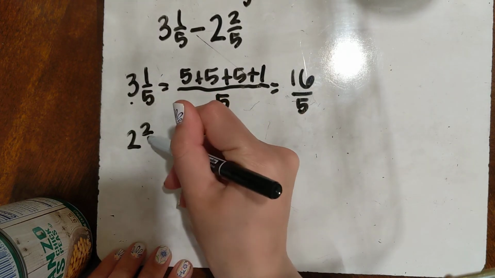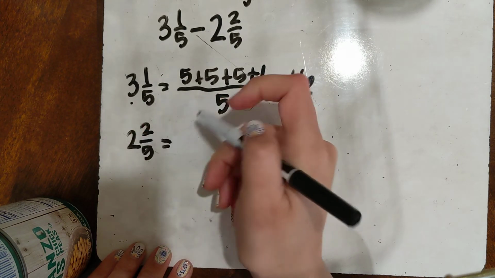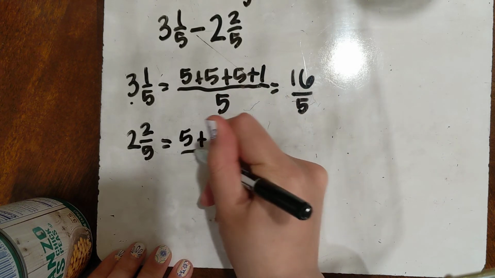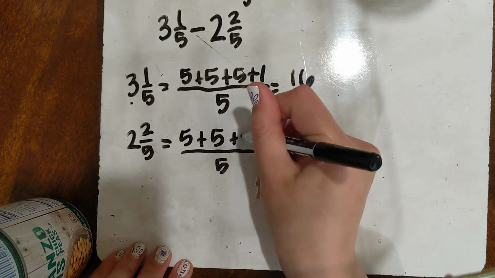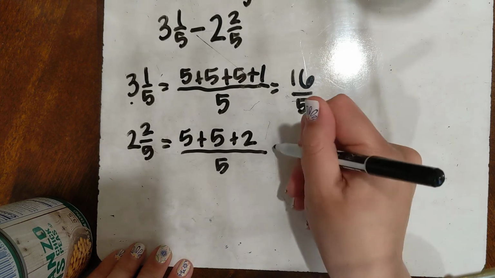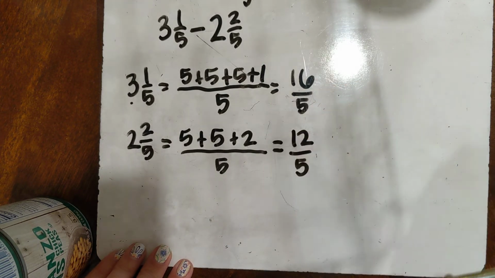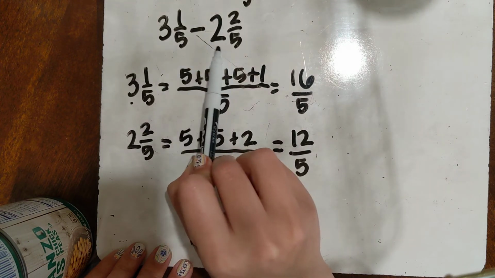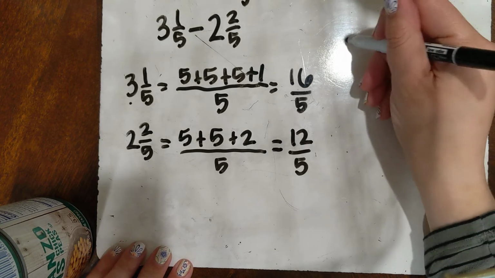Then our next one, we have 2 and 2/5. Each of the 2 wholes is worth 5/5. And then we have 2/5 in our fractional part. So we have 5 and 5 and 2, which is 12/5. Okay, so our problem was here, but we have our equivalent improper fractions, so let's subtract those.